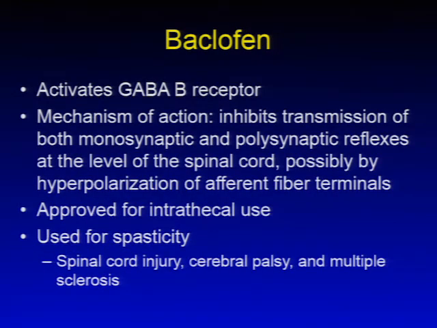Baclofen is an activator of the GABA B receptor. It is used for spasticity in spinal cord injuries, cerebral palsy, and multiple sclerosis. Its mechanism of action is thought to inhibit the transmission of both monosynaptic and polysynaptic reflexes at the level of the spinal cord by activation of the GABA B receptor.